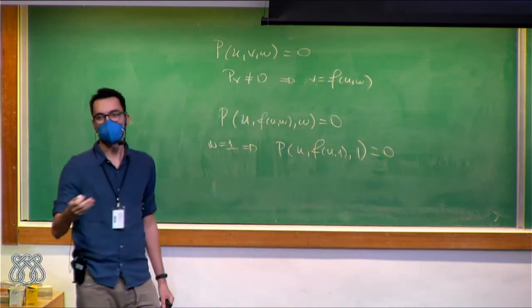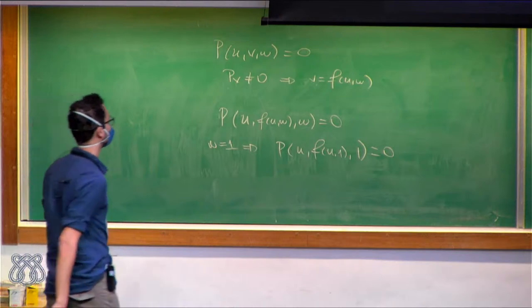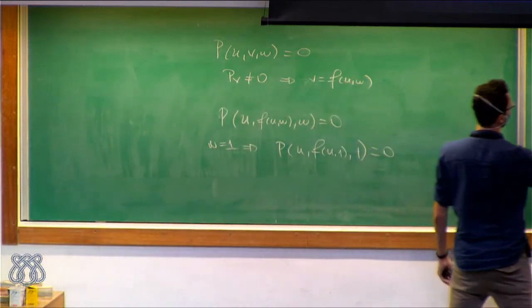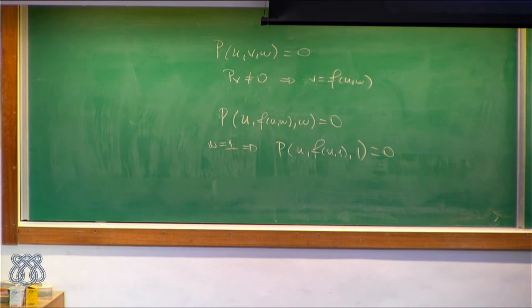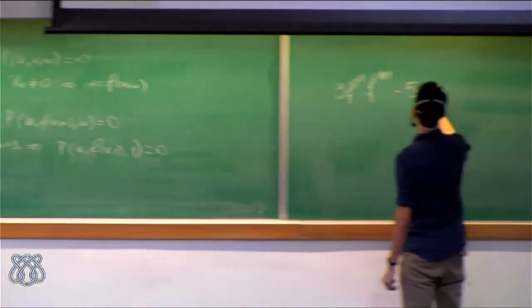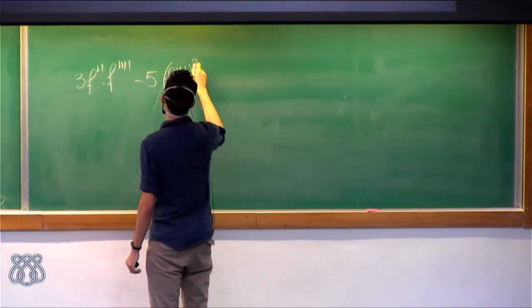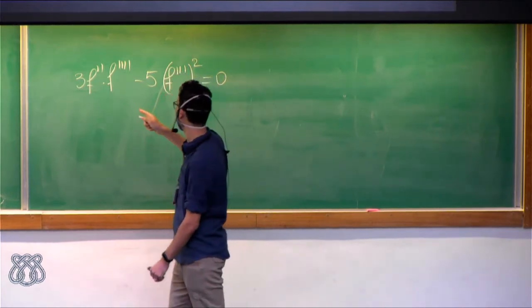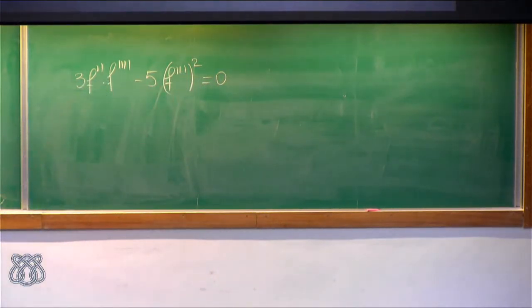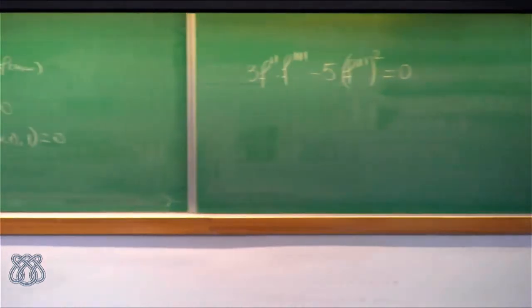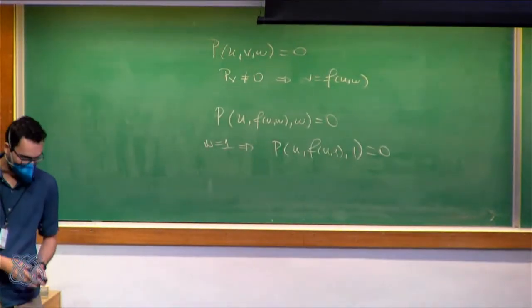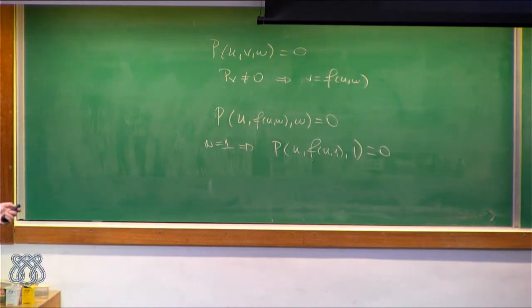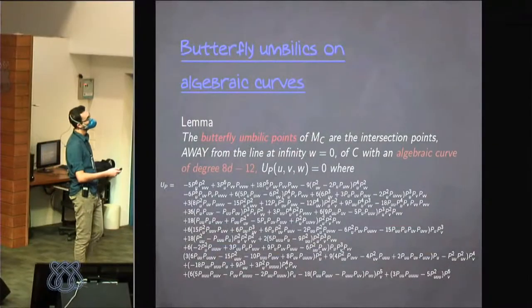After that, we have the condition that gives us the butterfly umbilical point. Remember, that condition is 3 f'' f'''' minus 5 (f''')squared. Because we only use this derivative here, we obtain, in fact, this polynomial. Okay?